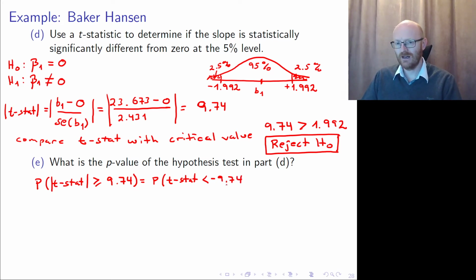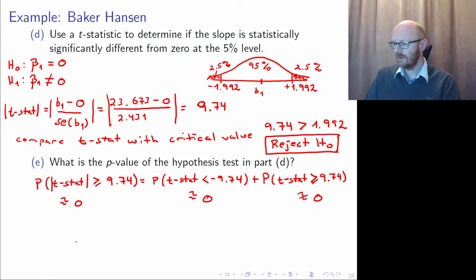9.74 standard errors below our B1, plus the probability of getting a t-stat which is higher than or equal to our observed t-stat. And this is close to 0, and this is close to 0. So the p-value would be close to 0.